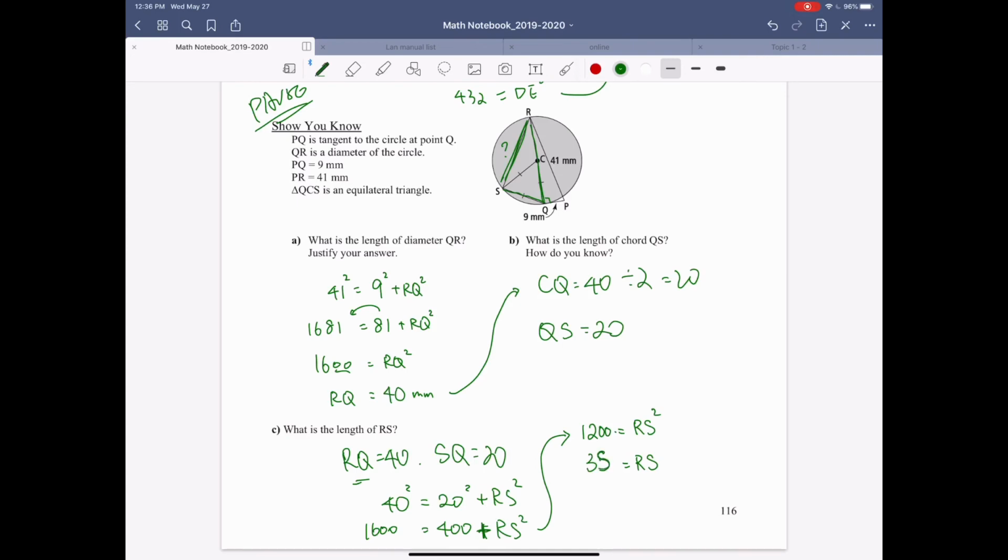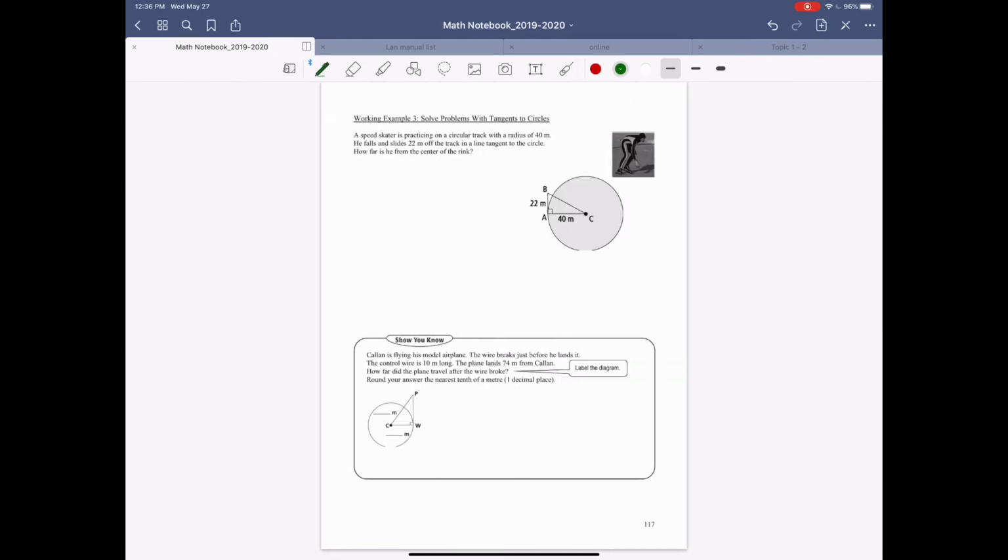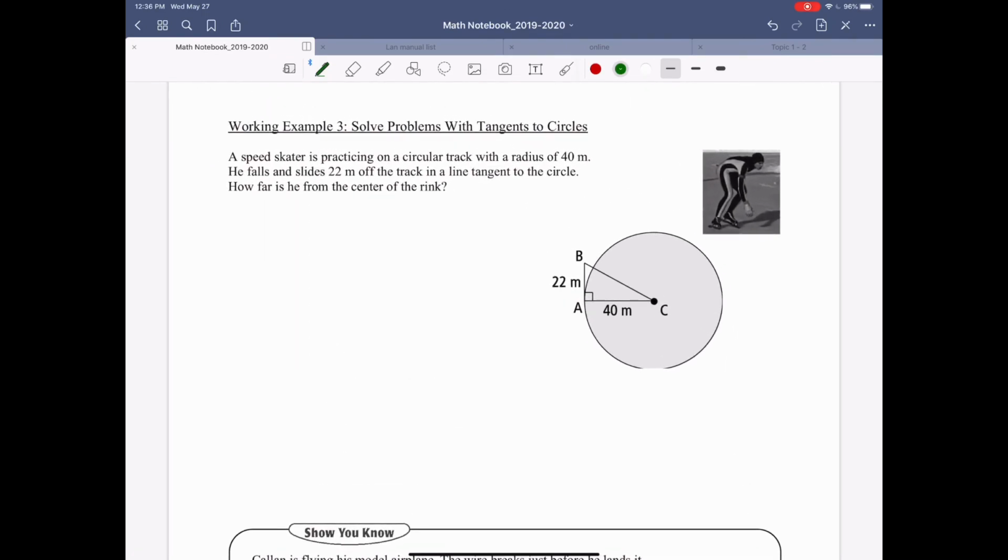Okay, yeah, done. Okay, so word problem. So basically when you see a word problem, it's basically the same image, but it's just added a story to it. Basically they labeled everything for you, so you just want to know how far he is from the center of the rink. So okay, he's basically on a circular track, and he falls and slides over to B. From A, slide over to B. So how far is he from B to C? So yeah, Pythagorean theorem. You want to know the hypotenuse, right?